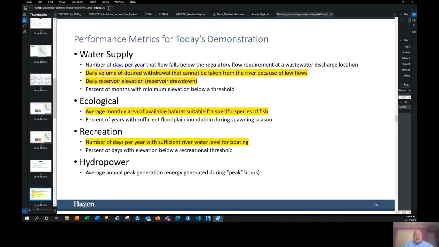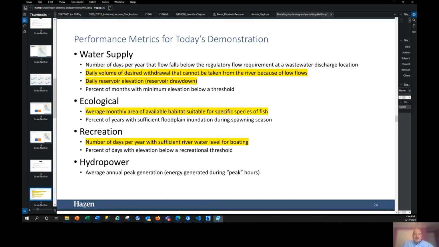Ecologically, if one had a relationship between stream flow and an area of habitat suitable for a specific species of fish, one could treat the simulated habitat area as a PM. For recreation, if a minimum river level required for boating were converted to a flow value, number of boatable days per year could be used as a PM.